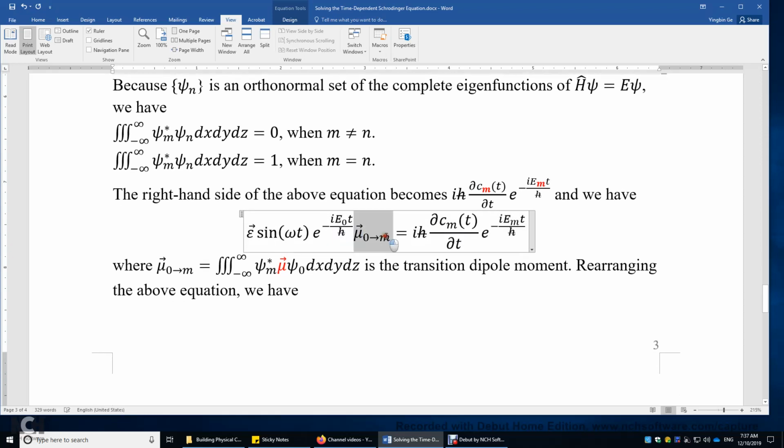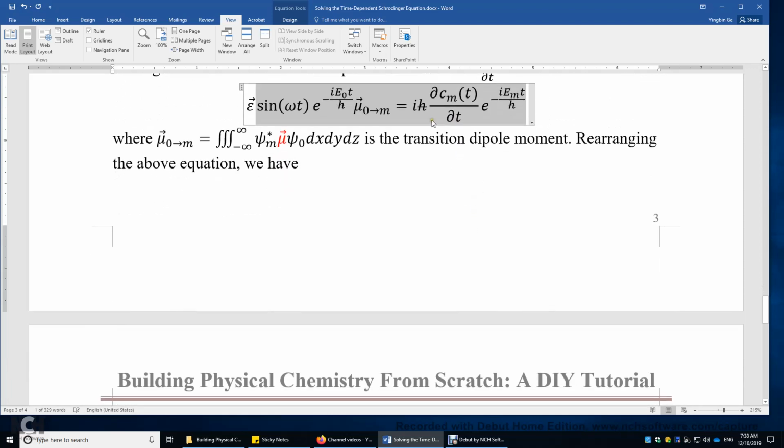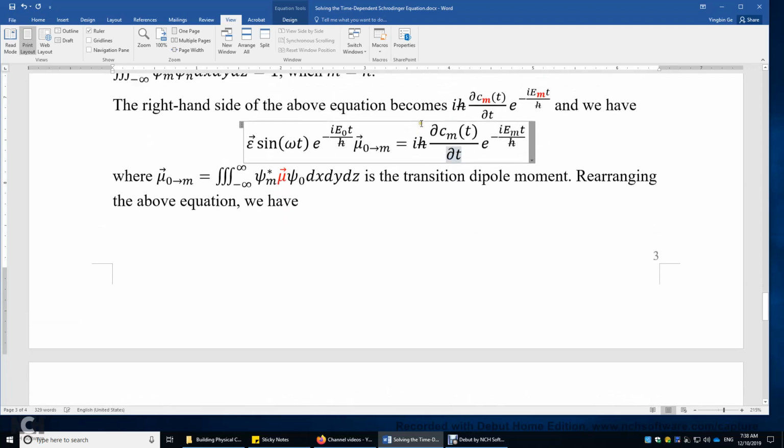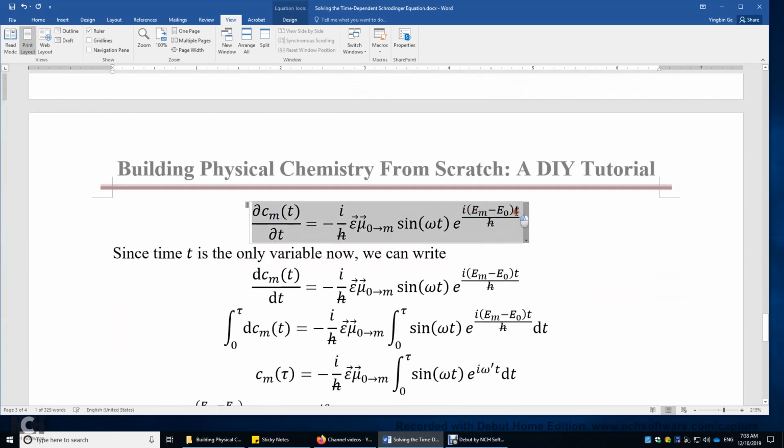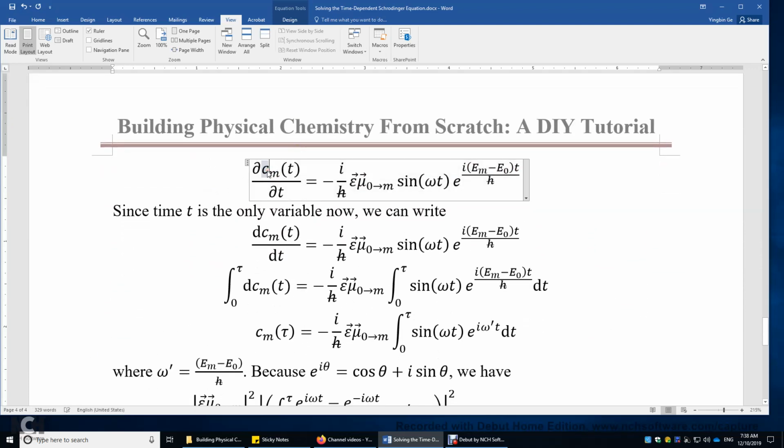And again, this mu sub 0 to m is the so-called transition dipole moment from the ground state 0 to the mth excited state. Now we can rearrange this equation because this is a differential equation. We can actually solve this differential equation first by moving this i h bar to the left-hand side, and also we need to move this guy to the left-hand side, and then we have the first derivative of the coefficient C sub m. This is the coefficient in front of the mth excited state.